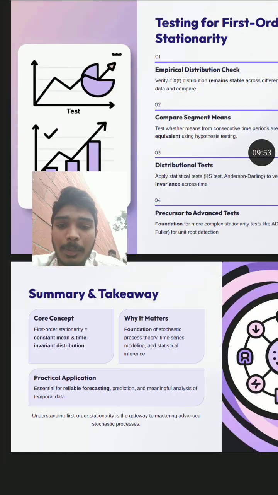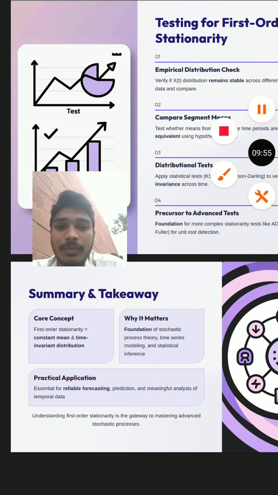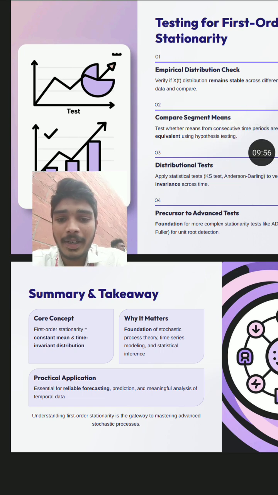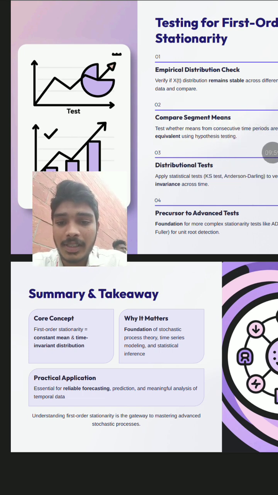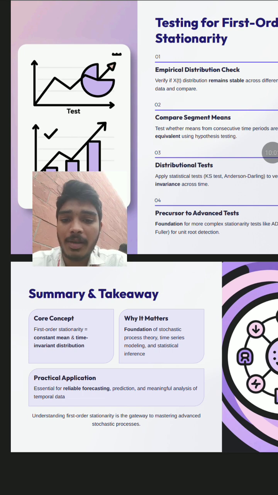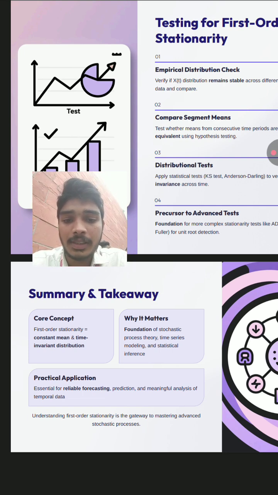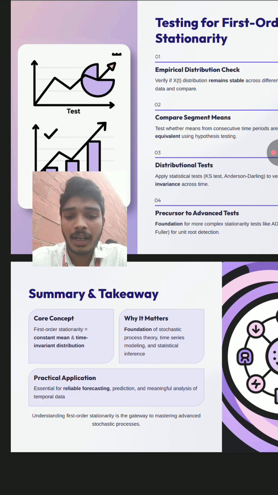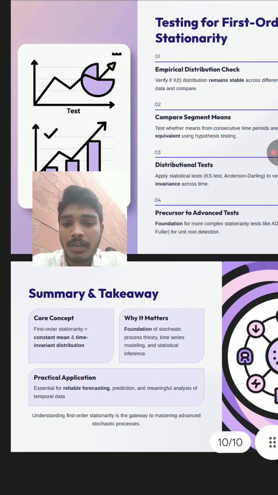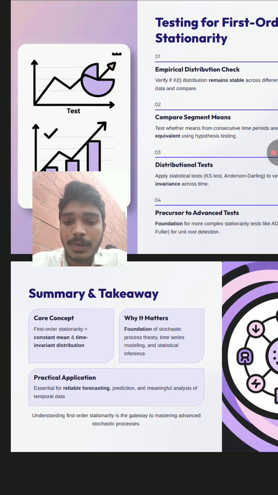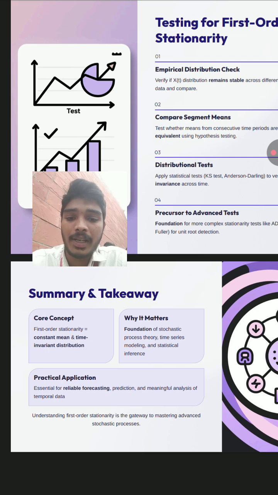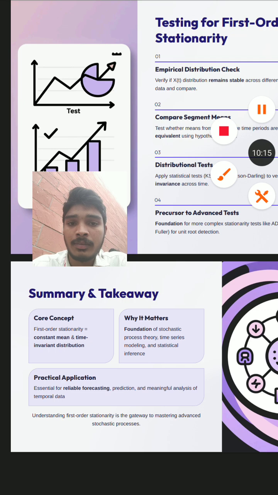Okay, summary and takeaway. Core concept: first order stationary equals constant mean and time invariant distribution. Why it matters: it is the foundation of stochastic process theory, time series modeling and statistical inference. In our practical life, it is essential for reliable forecasting, prediction and meaningful analysis of temporal data.